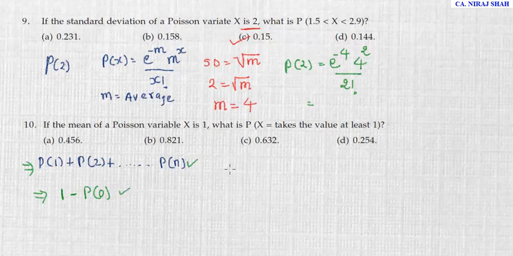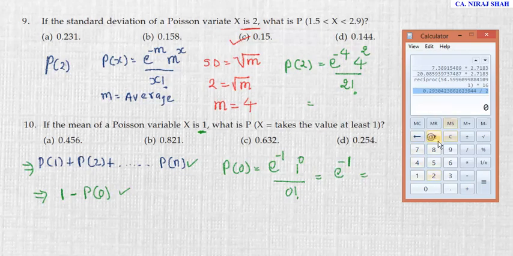Let's first find out P0 here. P0 is equal to e raised to minus m, m is given to us as 1, so e raised to minus 1, times 1 raised to 0, divided by 0 factorial. So it is nothing but e raised to minus 1. The value of e raised to minus 1 is 2.7183. Just divide equal to, or take the reciprocal of it.